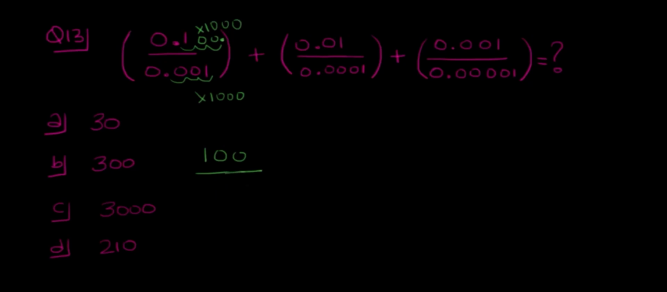100, the numerator is 100 over 1. So that's why I'm multiplying with 1,000, because I want the decimal to come here and just end up with a 1 in the denominator.